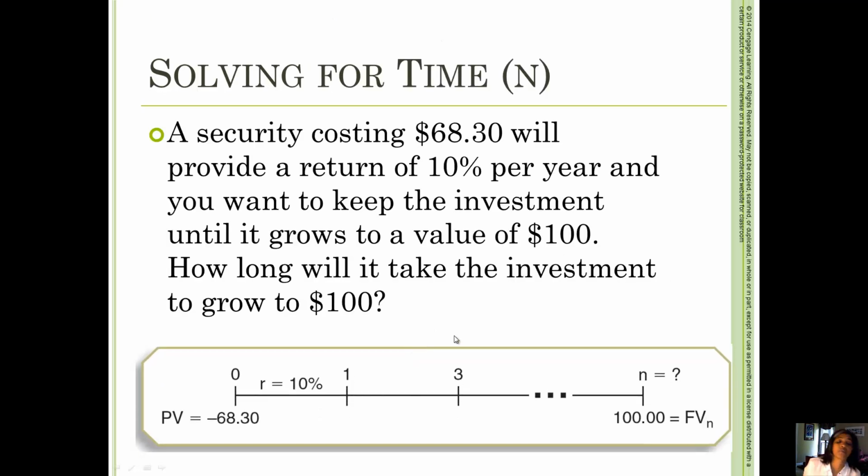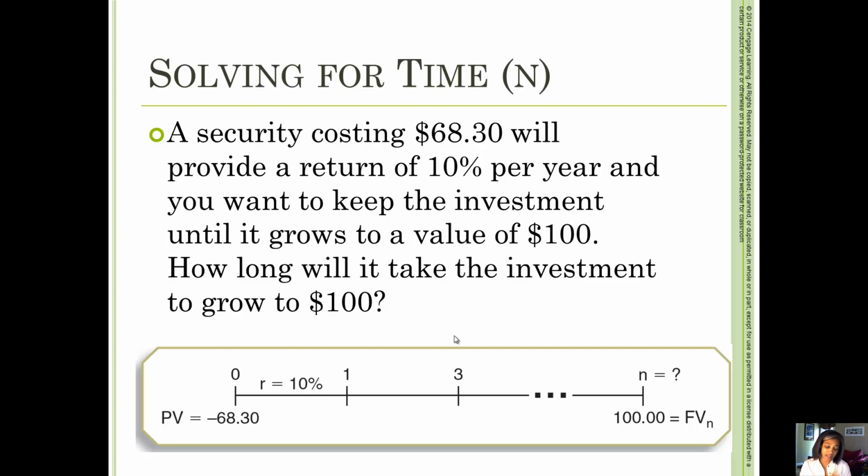Now let's say that we want to solve for N. In this example, we have a security that costs $68.30 and will provide a return of 10% per year, and you want to keep the investment until it grows to a value of $100. How long will that take?